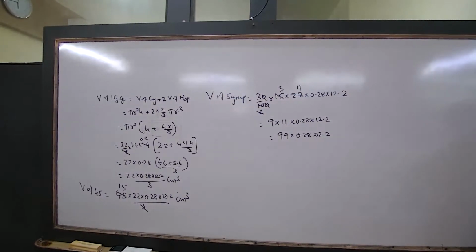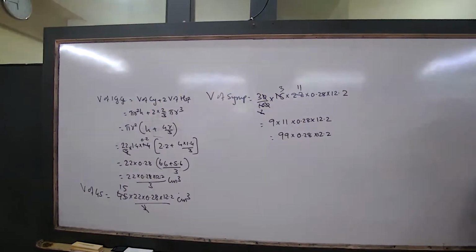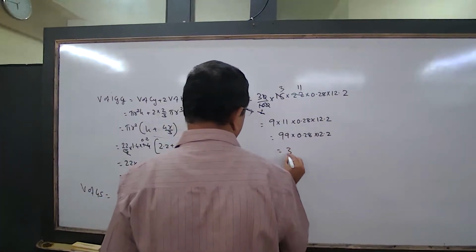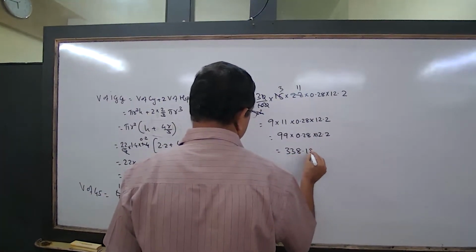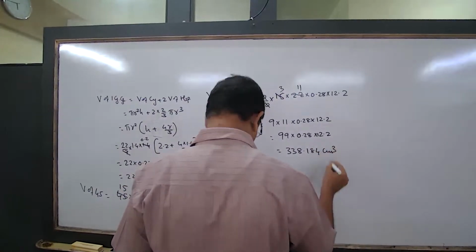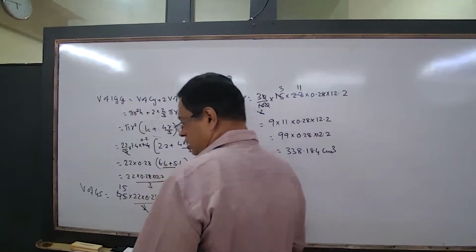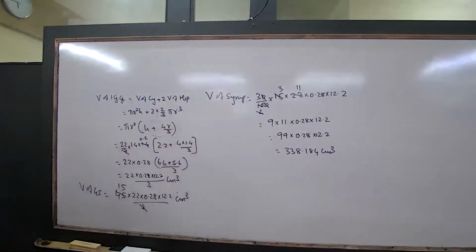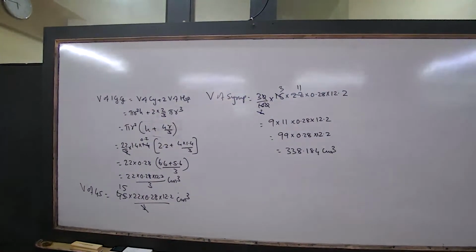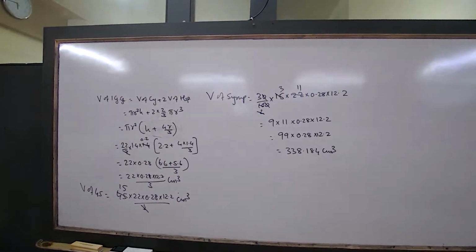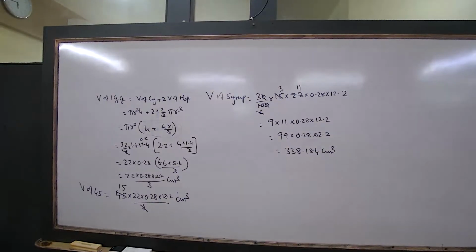338.184. 338.184 centimeter cube. Or two places you can. Okay. 184 centimeter cube. Okay. So yeah. Next one. Put at the gulab jamun bed.